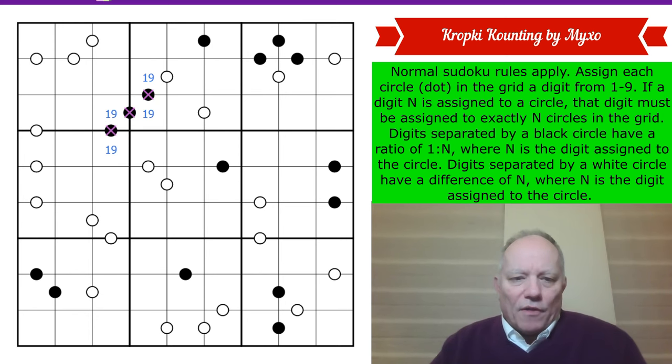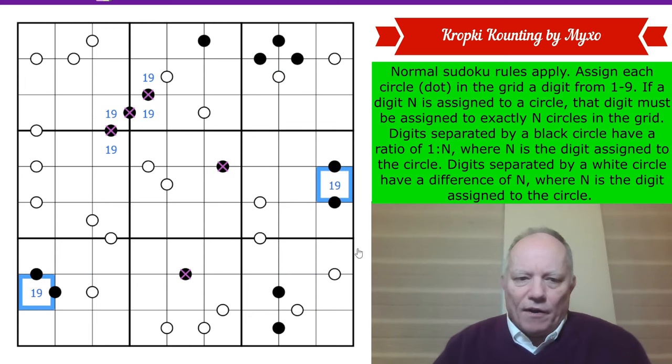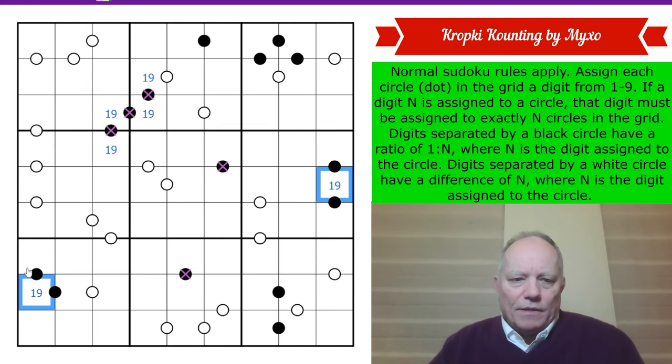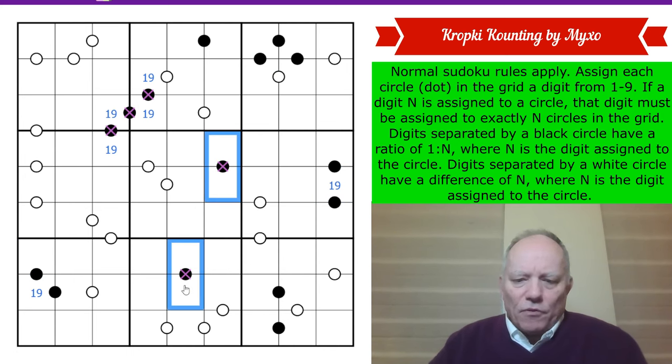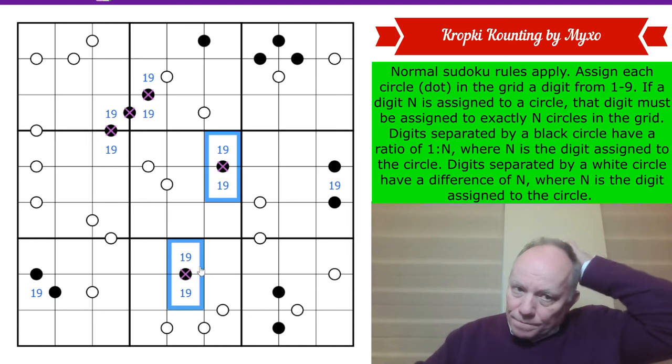Now, where are the other circles? They're in the other 6 boxes where they are allowed. So one is there, one is there. Now in the other 4 boxes, here, here, here, and here, I don't know which of the black dots we're putting 1 and 9 on. I can put in definite 1-9s there. Now, I can put them definitely in here as well.